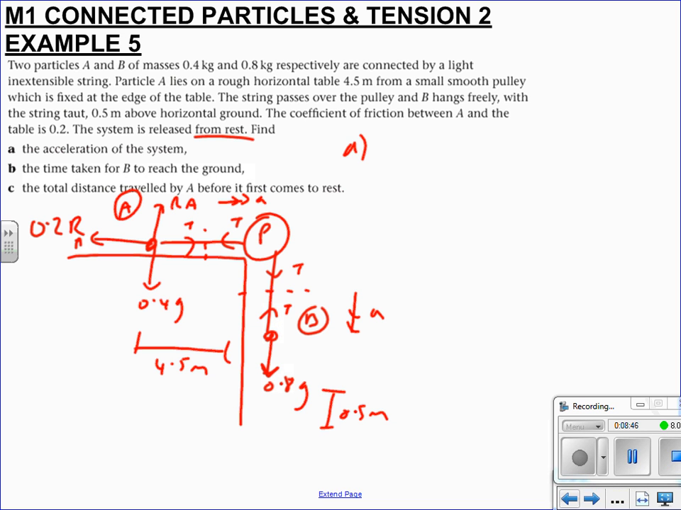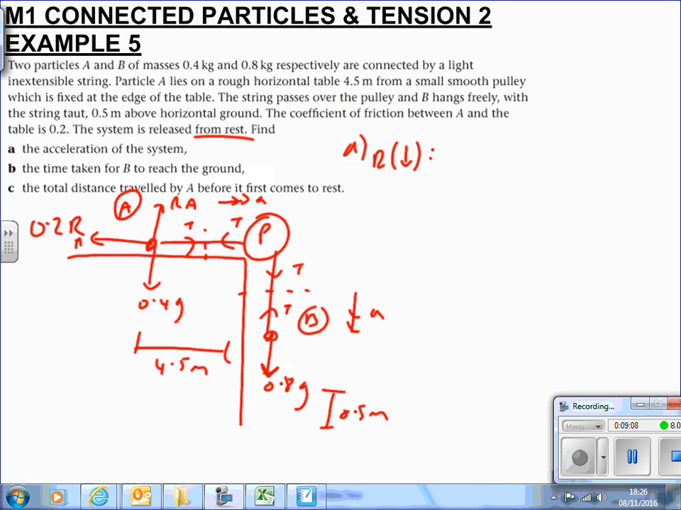So part A, find the acceleration. We're going to do a few things on here. We're also going to learn how to find the force acting on the pulley. Okay, so that's going to be part D. But for part A, find the acceleration of the system. Everything's resolving down, so we should be getting used to this now. What force is going down?